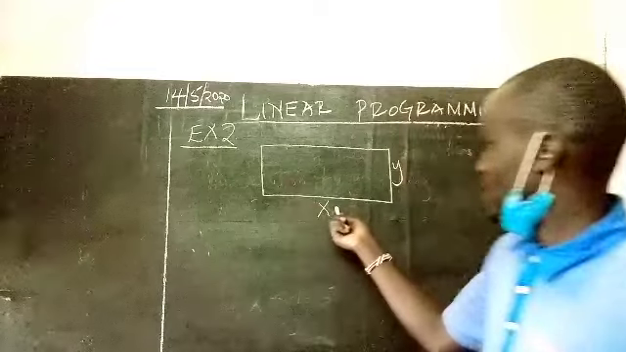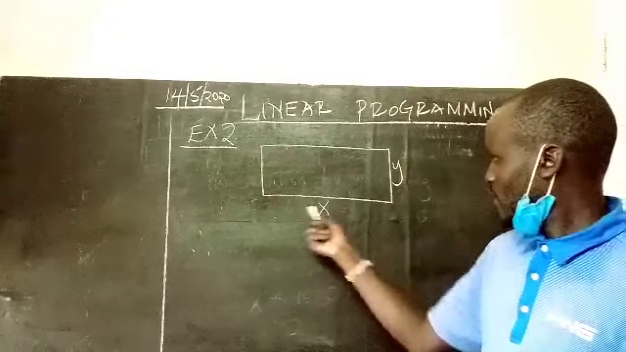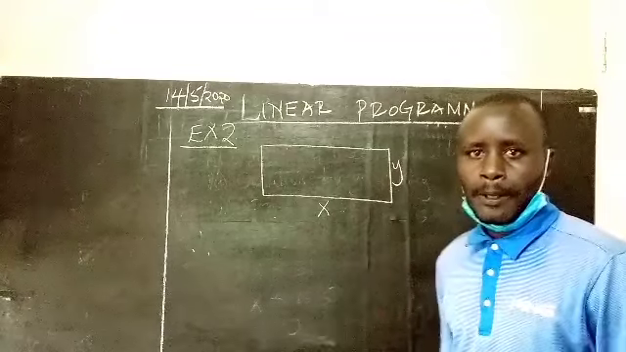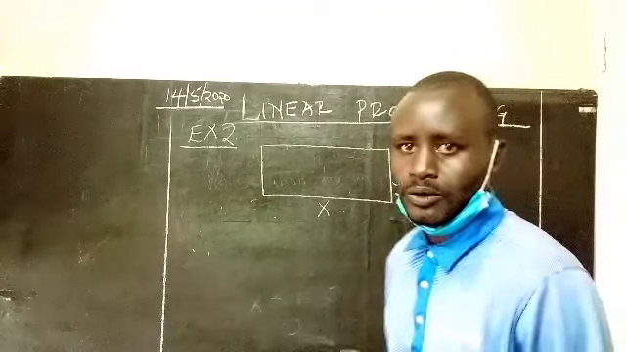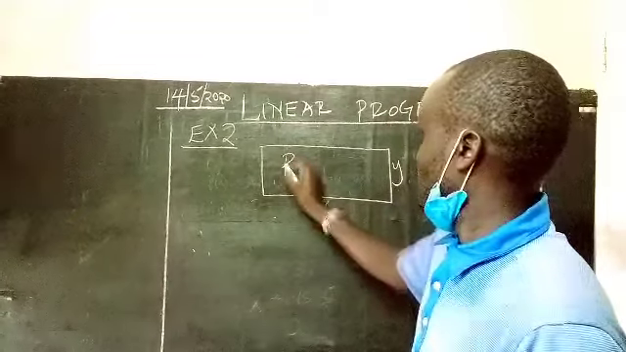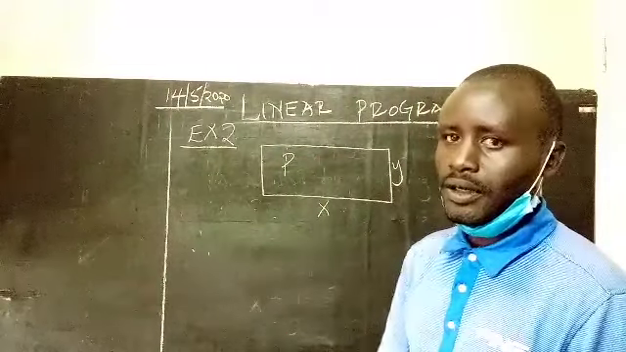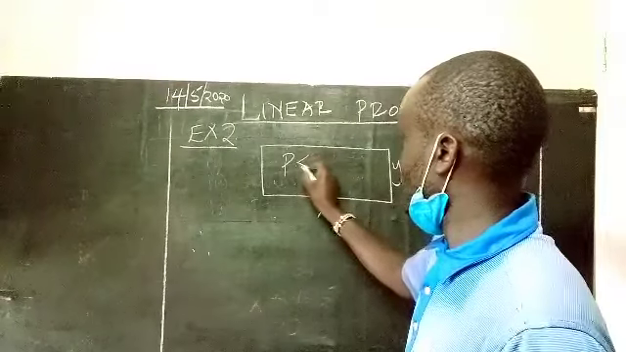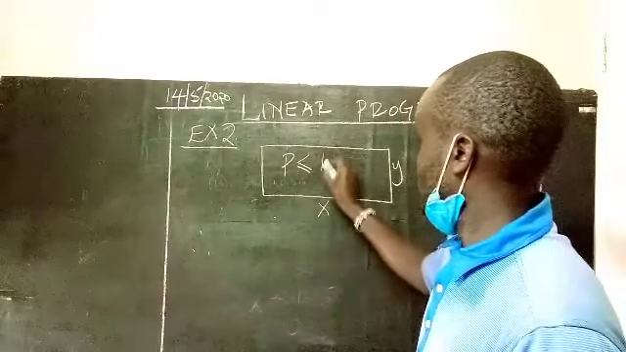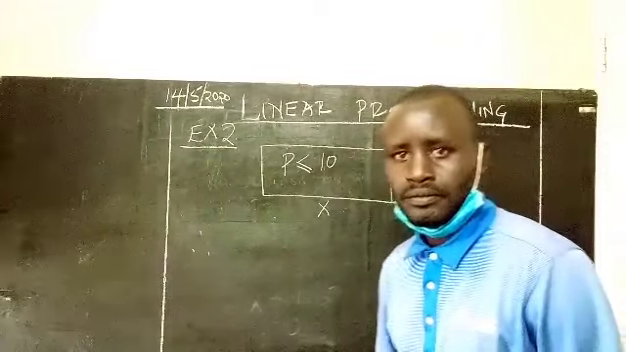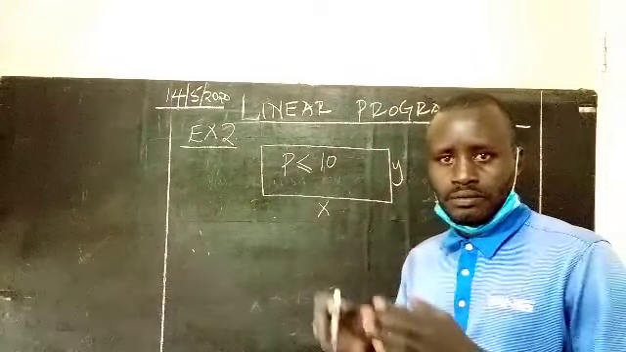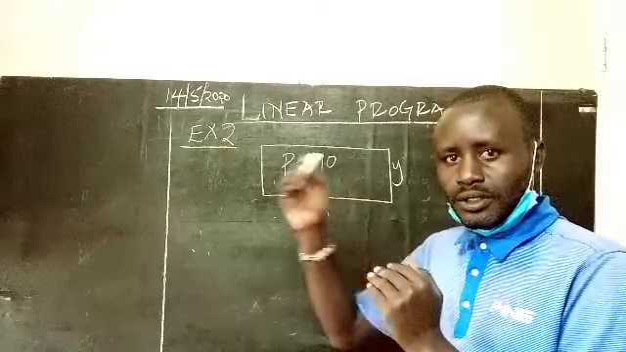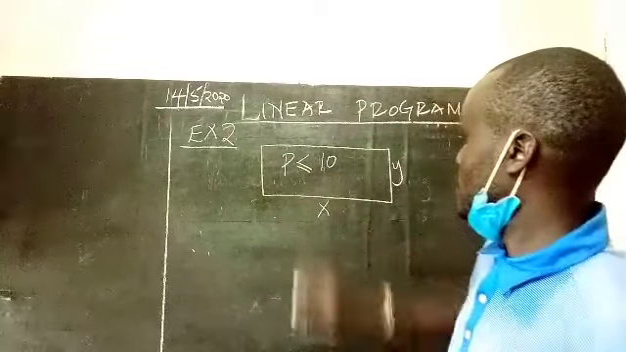So this is the rectangle. We have our length as x centimeters and width as y centimeters. The perimeter of this rectangle is not more than 10, meaning it is not more than 10. It's starting from 1, 2, 3, all the way to 10.